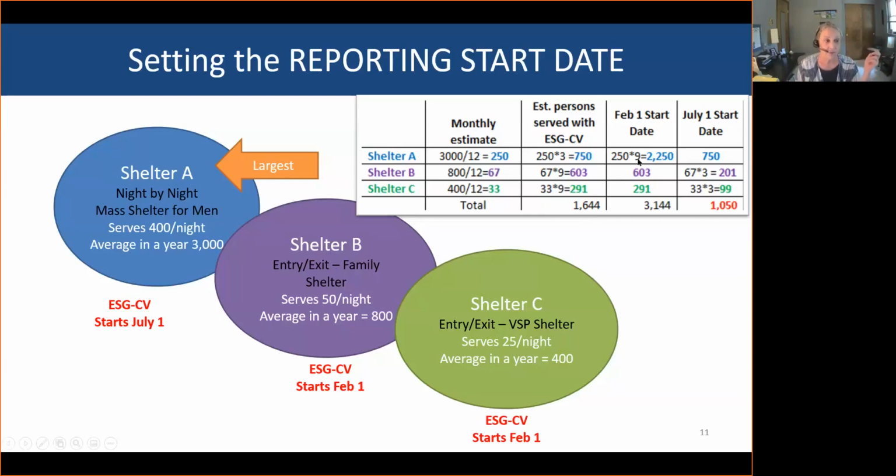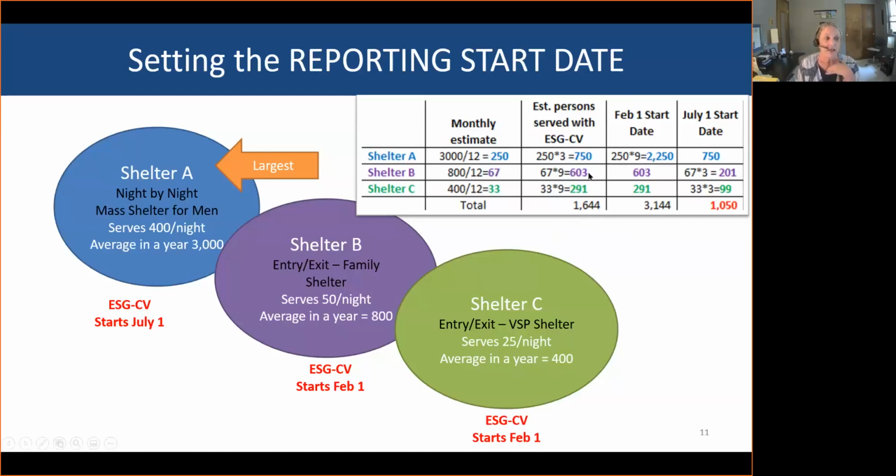So now let's do the math. If we started on February 1st, which is one option, right, starting on February 1st, or if we waited and started the report on July 1st, what would happen? So we start on February 1st. These people that were served for 3 months in Shelter A, in reality, all of a sudden now are being counted for 9 months, taking that 750 all the way up to 2250.